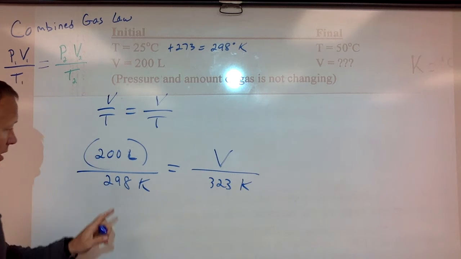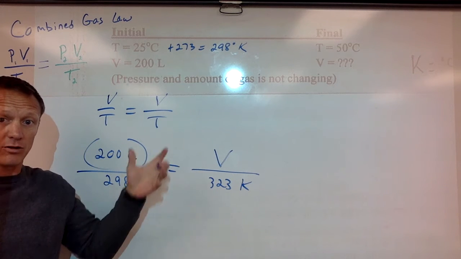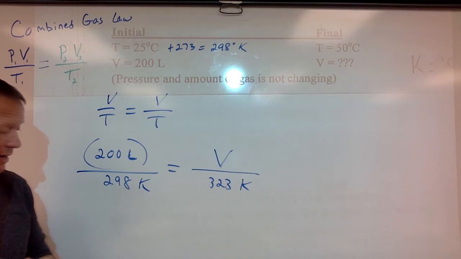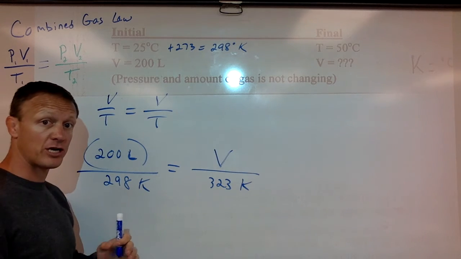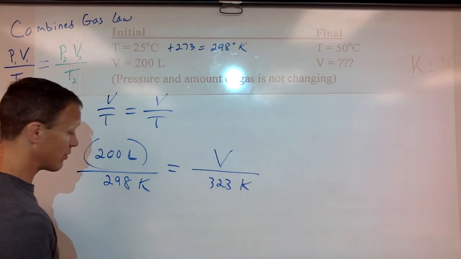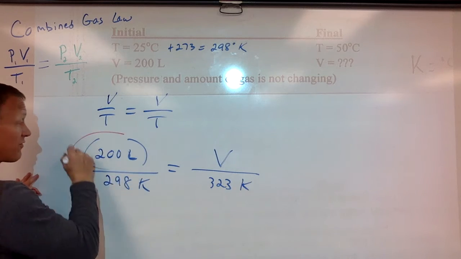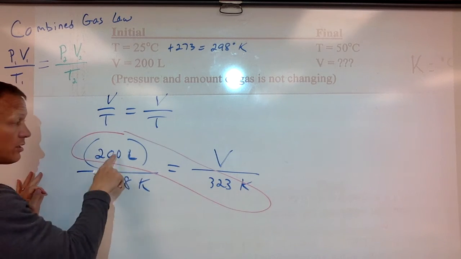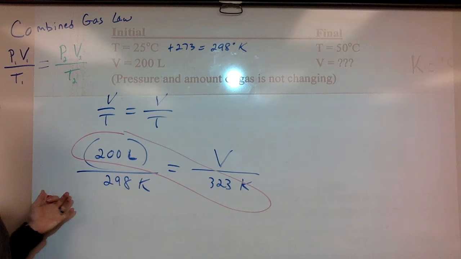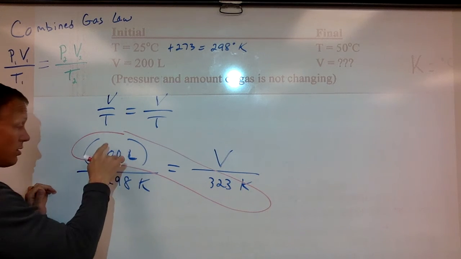Well, think about this. It got hotter, so the gas should expand a little bit. It should take up a little bit more space, assuming the pressure and the number of moles didn't change. So again, we're going to cross multiply and divide. In this case, we only have to cross multiply 2 numbers. This times this, divide by everything that's left over. So always multiply where there's no variable, then divide by that.